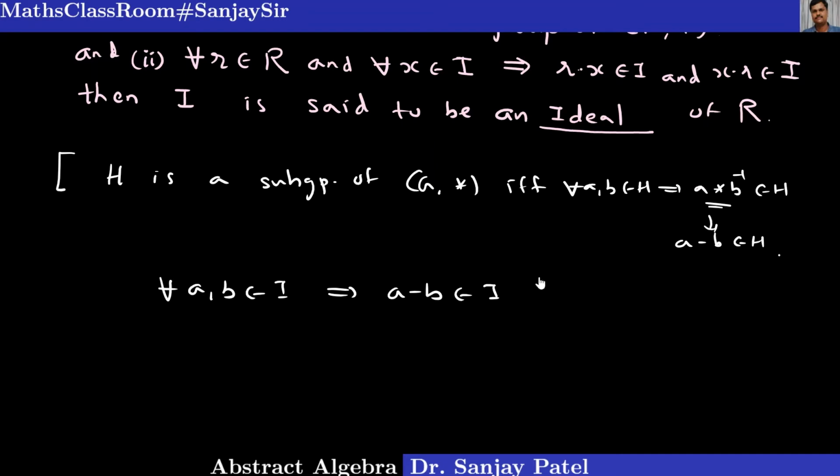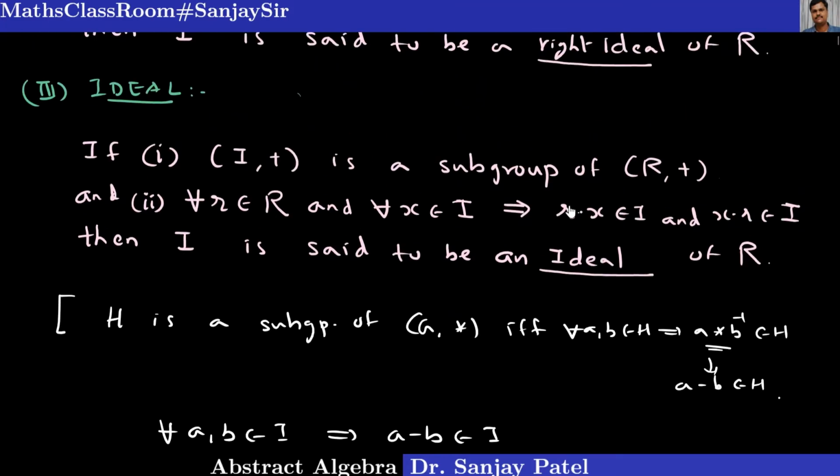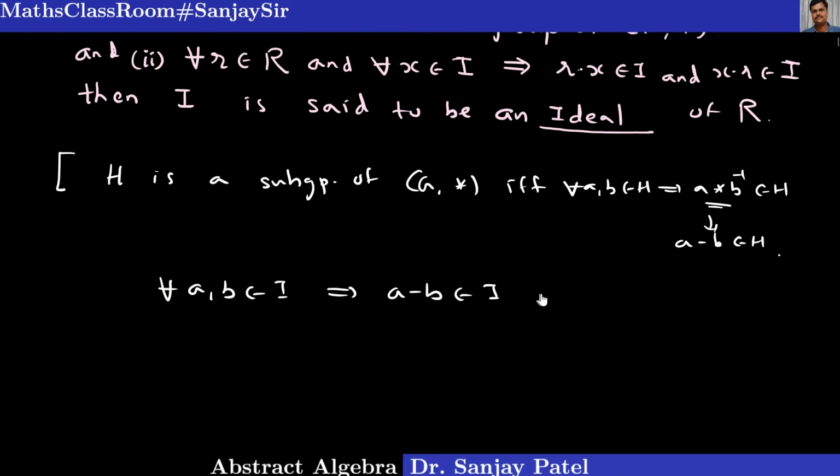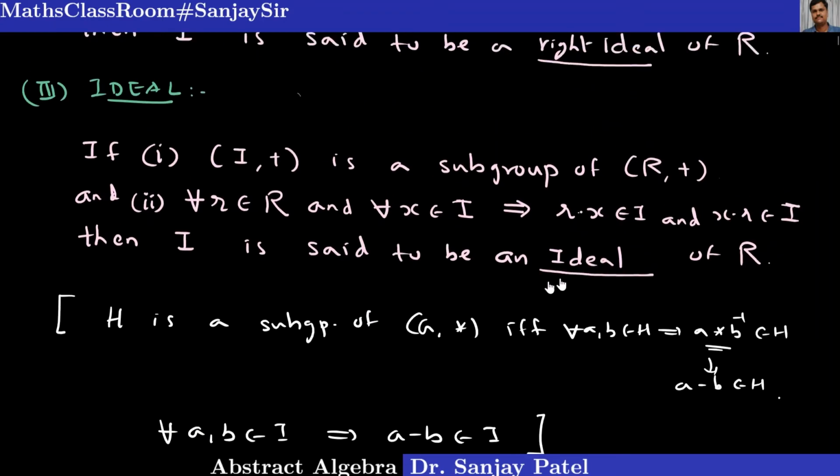So keep in mind that for the first condition, that I plus is a subgroup of R plus, you need to prove this condition. And the second condition is simple. If I is a left ideal as well as a right ideal, then it is called an ideal, or simply a two-sided ideal.